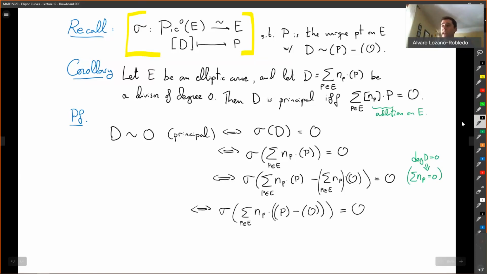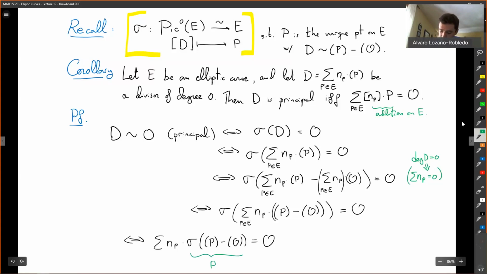And this is O. And now sigma is an isomorphism of groups, so sigma can go inside, and this is if and only if the sum of n_P times sigma of (P minus O) is O. And now we know what sigma of P minus O is. If now the divisor D is P minus O, then sigma of P minus O has to be the unique point such that this divisor is equivalent to P minus O. So it's got to be P. So this maps to P via sigma, and therefore this is just saying that the sum of n_P times P is O.